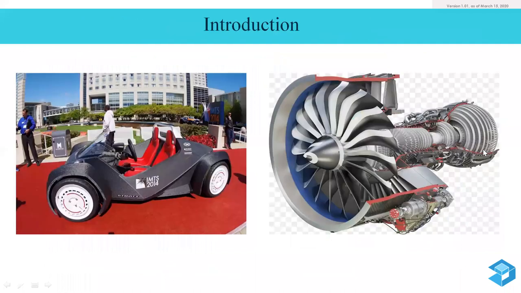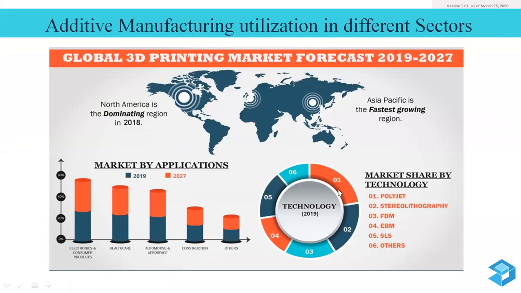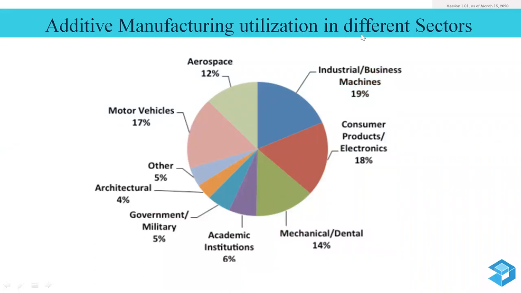Now, additive manufacturing utilization has been brilliant in various segments. You can see the chart showing the market share by technology for each of the technologies present nowadays, and the market utilization of different sectors. You can see around 19% is industrial business machines, etc. Aerospace comes to around 12%, motor vehicles 17%, consumer products 18%, mechanical 14%, like that. Each sector in the manufacturing industry has started utilizing additive manufacturing.